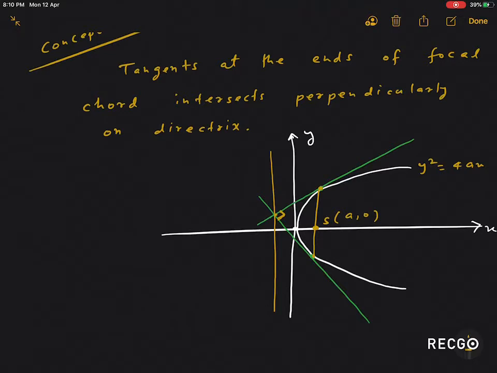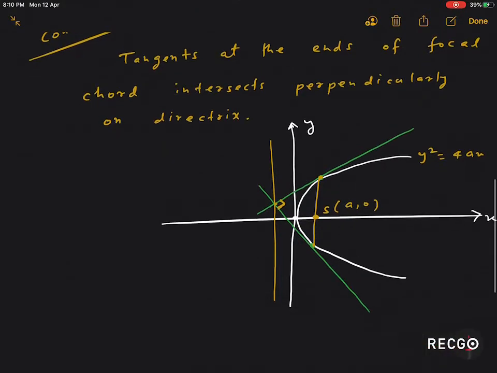Let us say the focus is denoted by S. The coordinate of the focus is (a, 0), in case the parabola is y square equal to 4x. So the extended concept is that if I assume this focal chord as a diameter of a circle, and I draw a circle with this focal chord as diameter, then this circle will touch the directrix at the point where the tangents are intersecting.